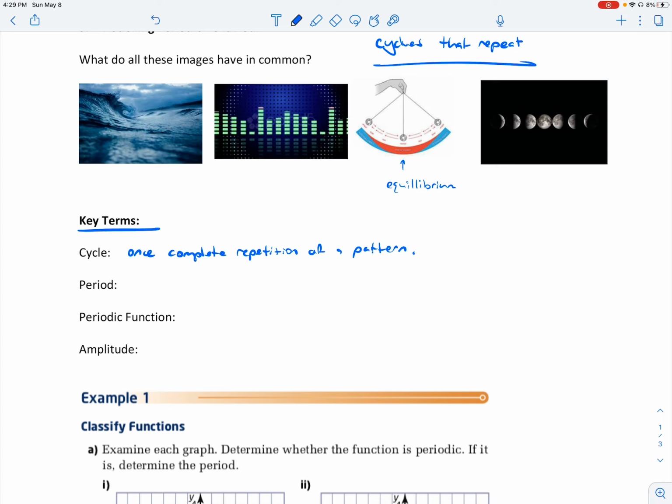All right, so when we're talking about cycles, sometimes we want to talk about how long a cycle takes. Okay, so for low tide to high tide, that might take 12 hours. For a pendulum to swing and do one full cycle, that might take maybe 2 seconds. So when we're talking about the time for a cycle, we're referring to the period, the time to do one complete cycle. In math class, we call this the horizontal length of one cycle on a graph.